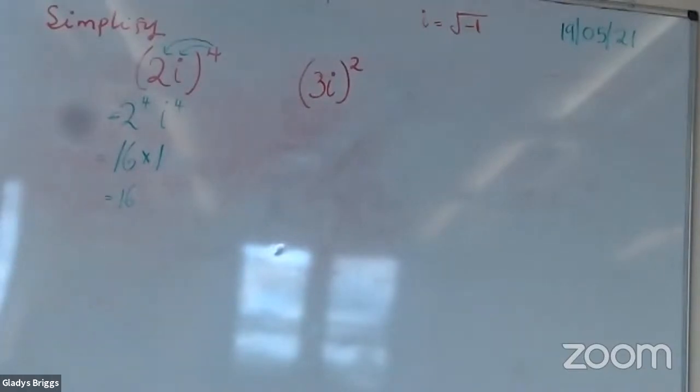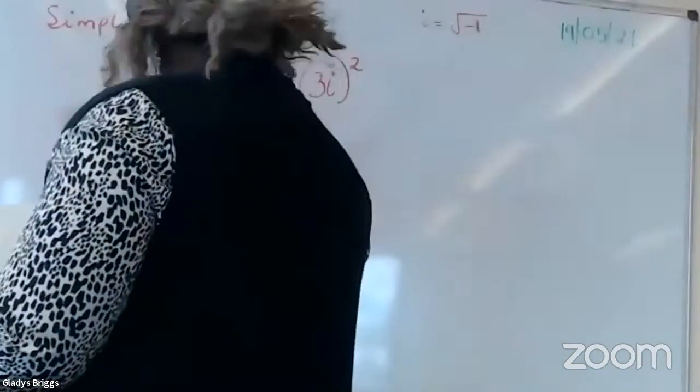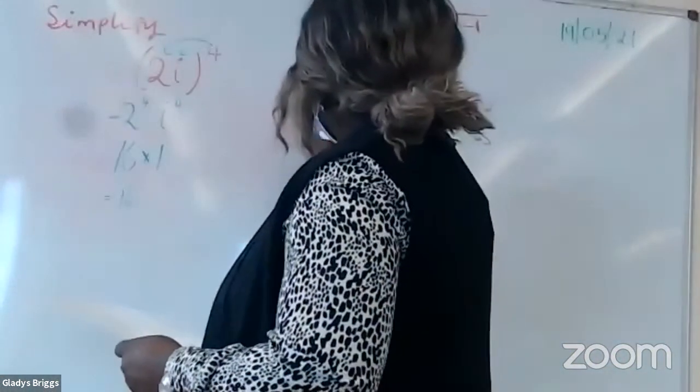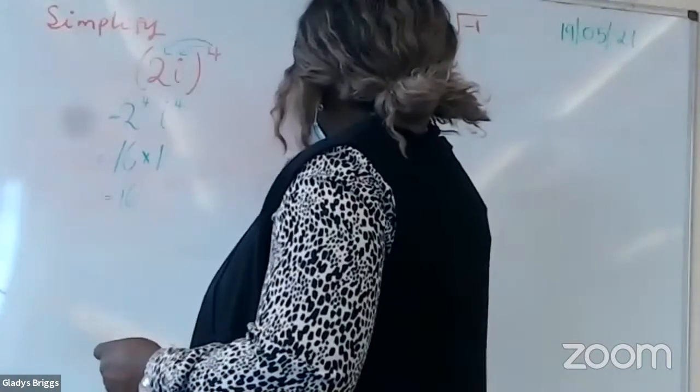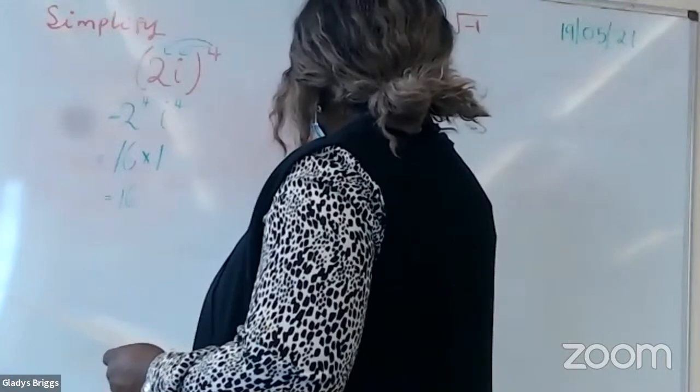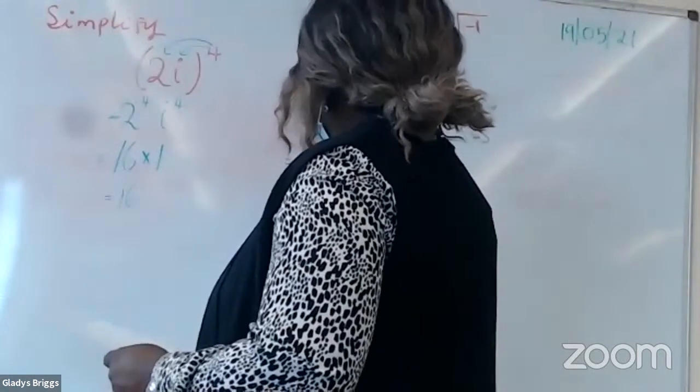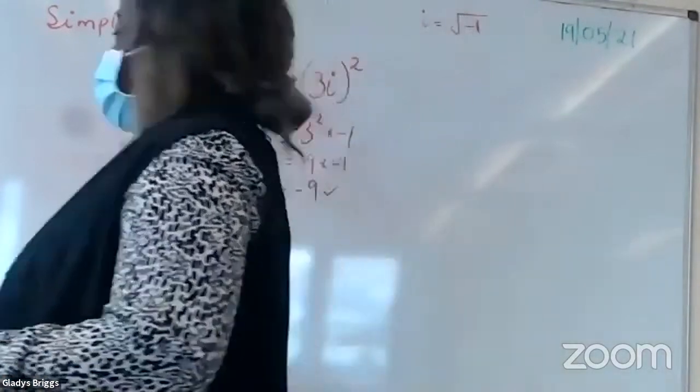Okay, so yes, you're right. 3 squared times I squared is -1, so that is equal to 9 times -1, which is -9. So well done to you.